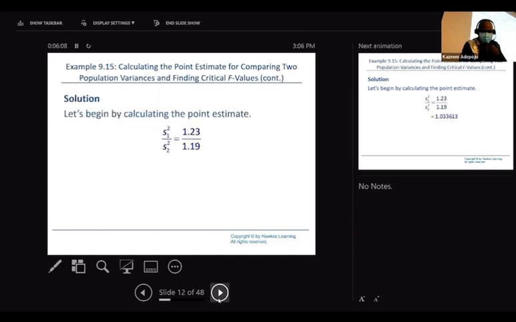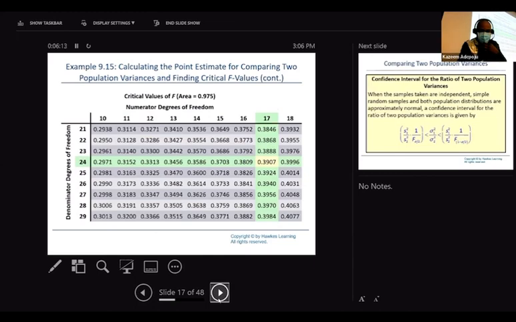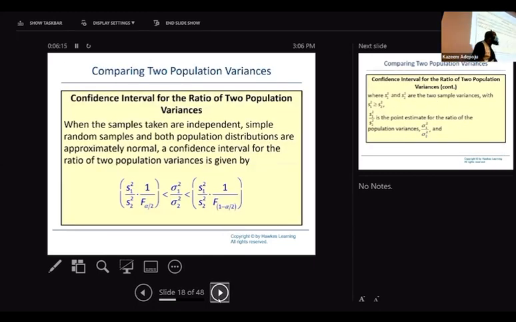Before you do that, I'm going to show you the formula. Give me 1 second. Now take a look at this here. If I want to talk about the interval estimate of the ratio of population variances, this is the formula. Like I told you the other time, you don't need the margin of error. You're just going to go straight to the formula.